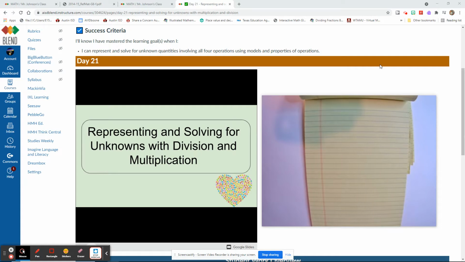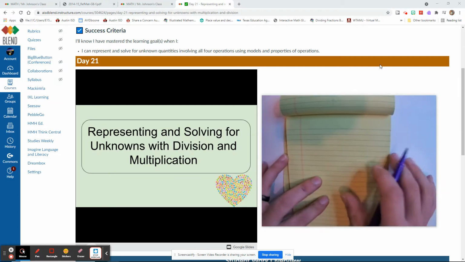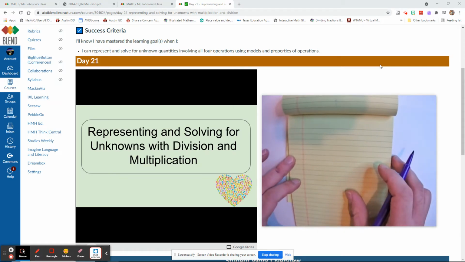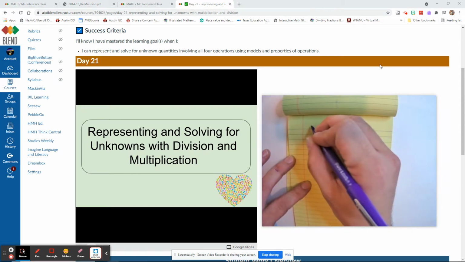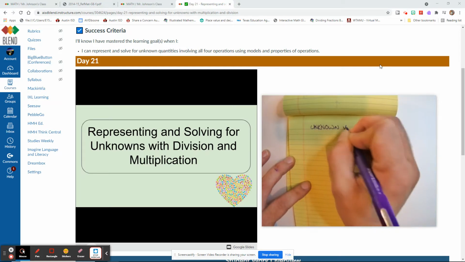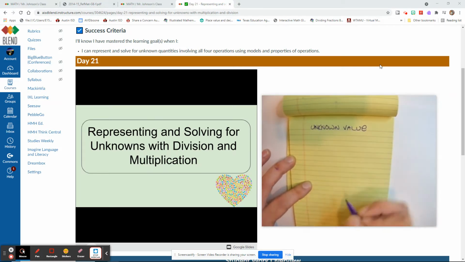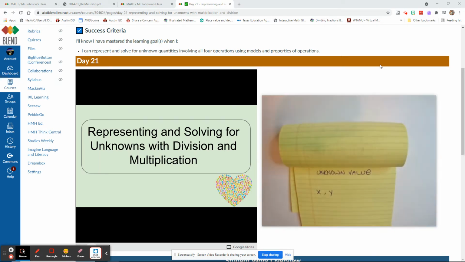So yesterday we looked at representing and solving for unknowns using addition and subtraction. Today we are representing and solving for unknowns using division and multiplication. So remember, unknown value is something you'll hear a lot. Unknown value. And we are using letters to represent unknown values. So letters like X, Y, any letter in the alphabet, really.